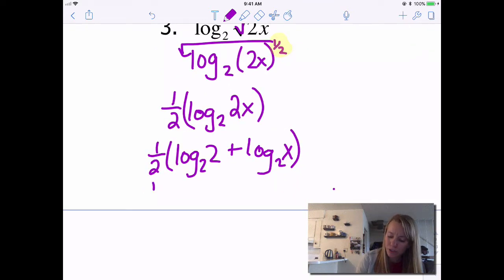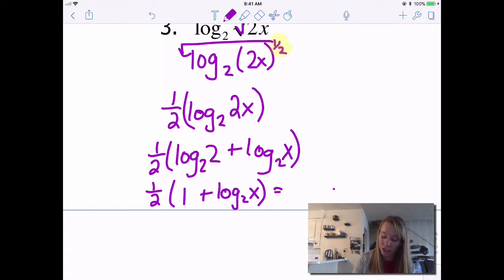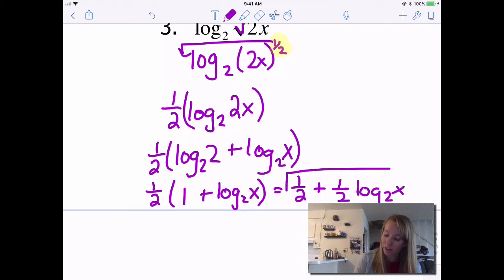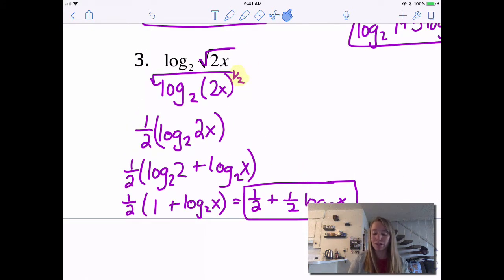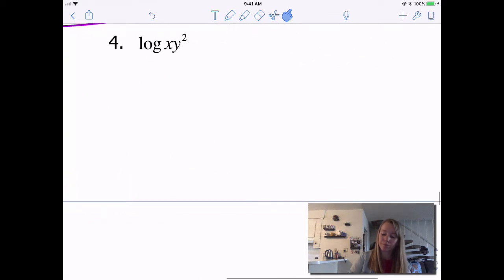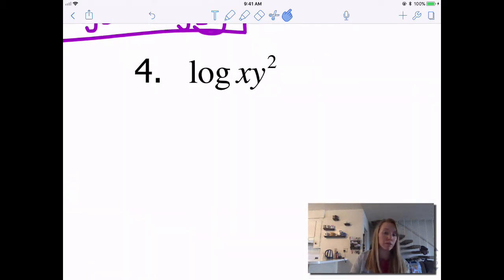And log base 2 of 2, that's 2 to what power gives me 2? This one actually works out nicely. This becomes 1 plus log base 2 of x. I can leave it this way, or I can distribute that 1/2. So 1/2 times 1 is 1/2 plus 1/2 log base 2 of x. So I would say that number 3 is probably the hardest one on this part of the notes. So if you want to take a second to re-look at that one, that's a good one to check out. This one I think you should be able to do.